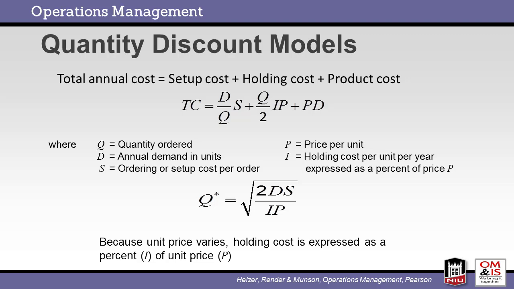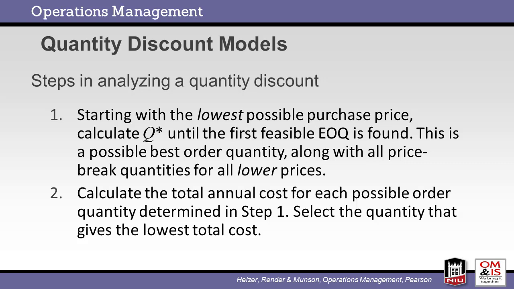To analyze the value of a quantity discount, we start by calculating the economic order quantity for each of the pricing levels. Next, we determine whether the quantity exists within the valid range for that price discount. This will become clearer when we look at the analysis graphically.